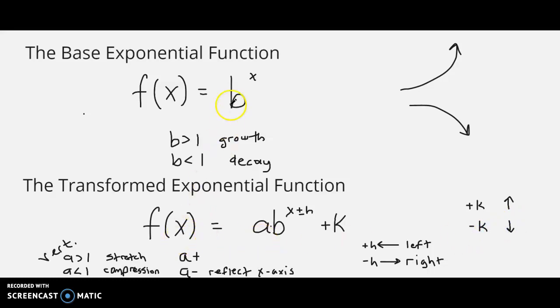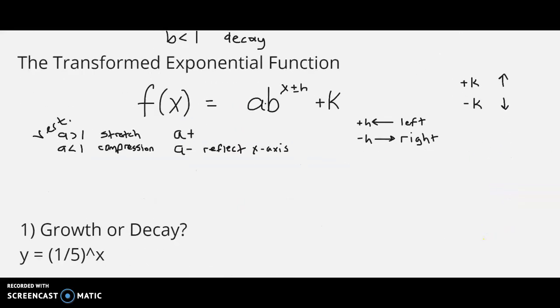Okay, so just to recap here, if b is greater than 1, it's growth. If b is less than 1, it's decay. If you multiply the exponential by some constant a, if a is negative, it's reflected. If a is greater than 1, it's stretched. If a is less than 1, it's compressed. For the h, if you have a plus h, it's shifted to the left. Minus h is shifted to the right. Plus k is up. Minus k is down. Let's see some of these in action here.